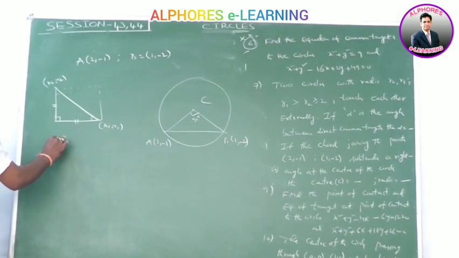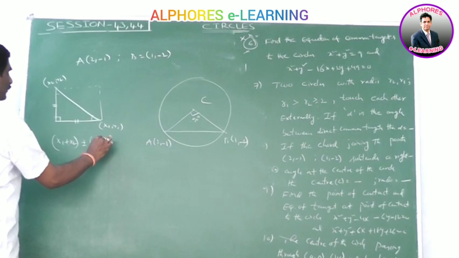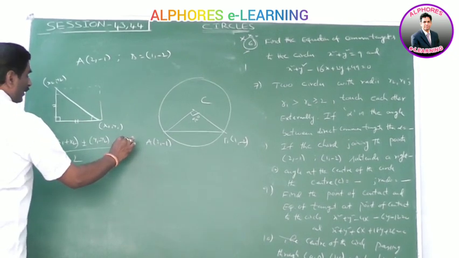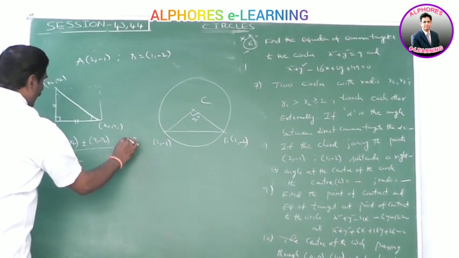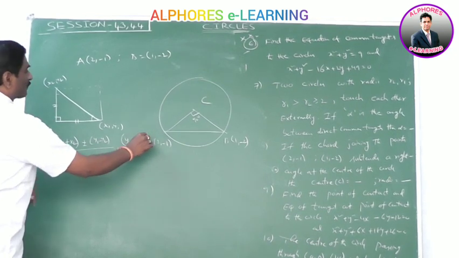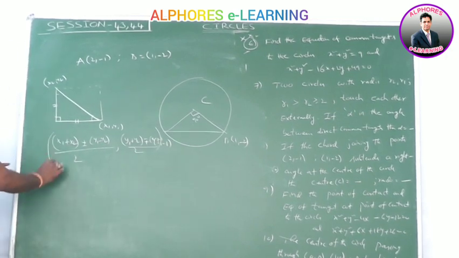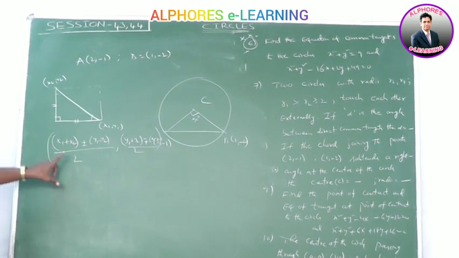Here the possible vertices are ((x1 + x2) ± (y1 − y2))/2 comma ((y1 + y2) ∓ (x1 − x2))/2. It is the third vertex, to find the third vertex in a right angle isosceles triangle.